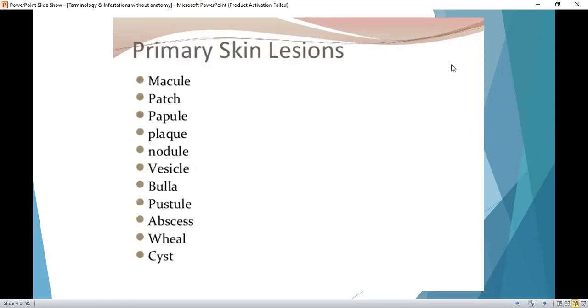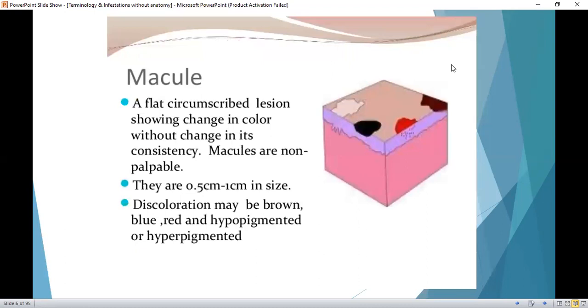for scabies. Now, there are different types of primary lesions: macule, patch, papule, plaque, nodule, vesicle, bulla, pustule, abscess, wheal, cyst. What is macule? It's a flat circumscribed lesion showing just a change in color without any change in the consistency. Macules are not palpable. That is, it's a diagnosis of inspection, basically. You can just see the change. If you just palpate it with your eyes closed, you won't be able to feel any abnormality there.